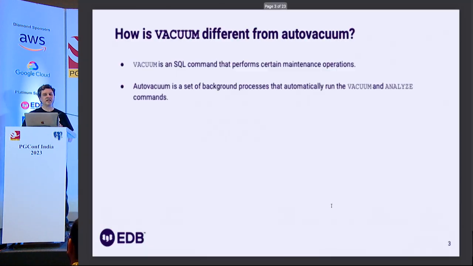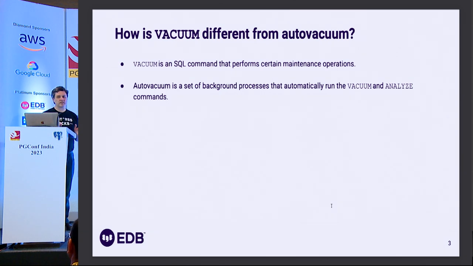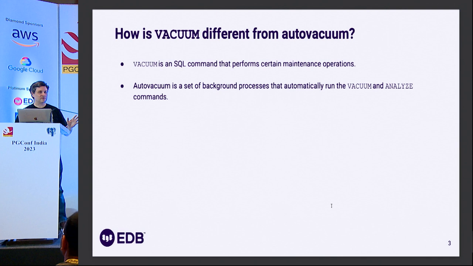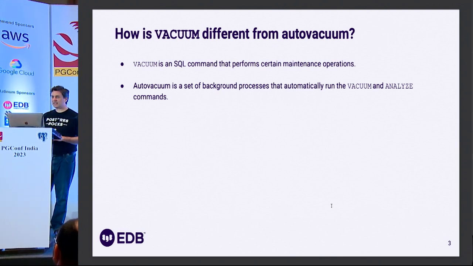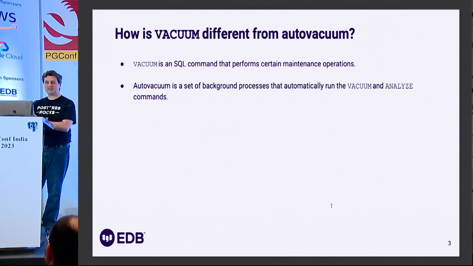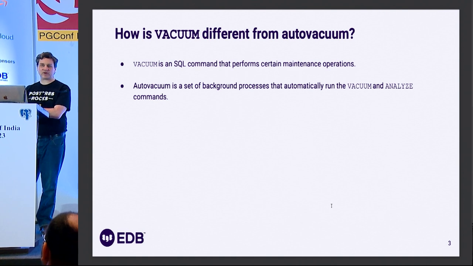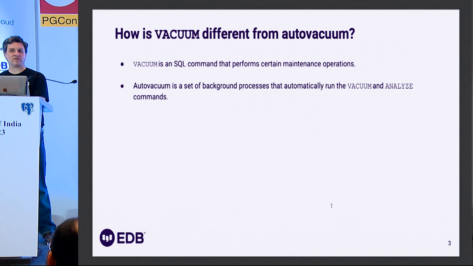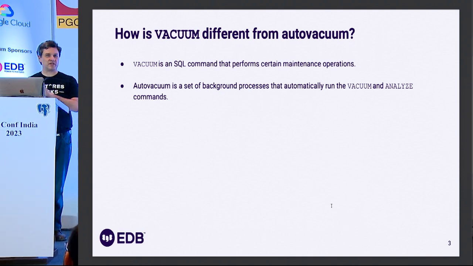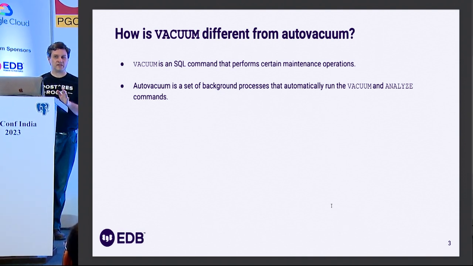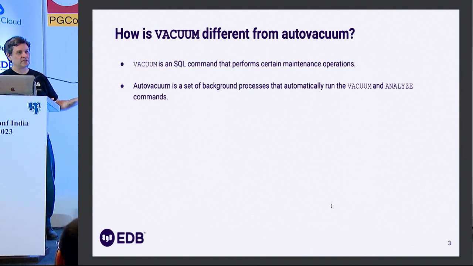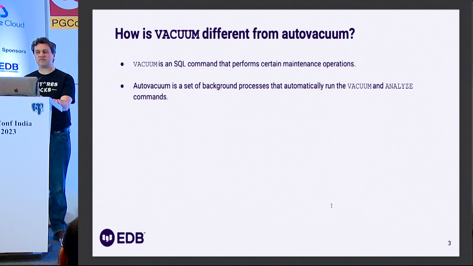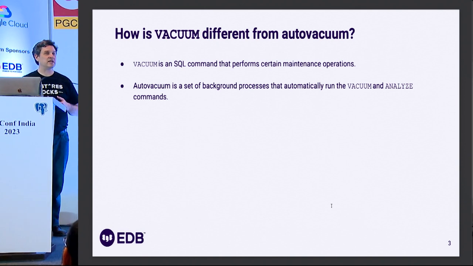In order to understand how it works, we need to first clearly understand the difference between vacuum and autovacuum. So a vacuum is an SQL command. It performs certain maintenance operations. You can run it however you like. You can run it from PSQL, you can run it from PGAdmin, you can run it from any way you connect to the database. Autovacuum, on the other hand, is a set of background processes that automatically run the vacuum and analyze commands for you.